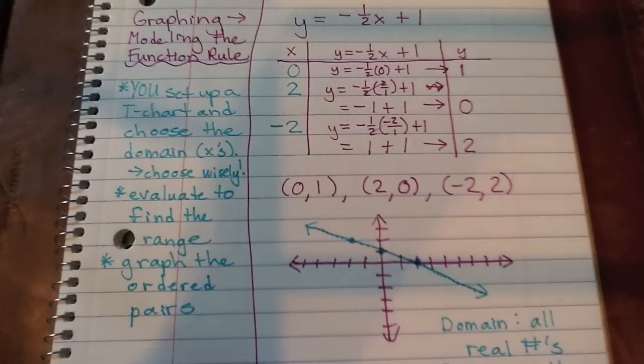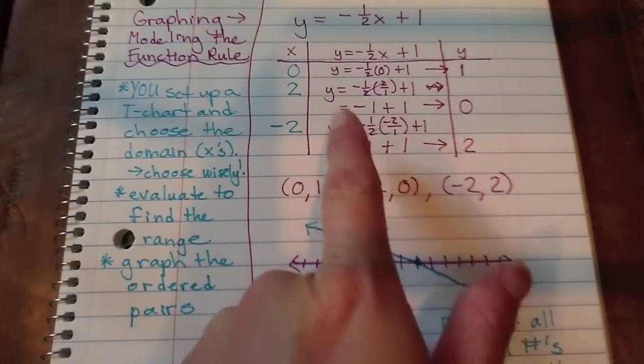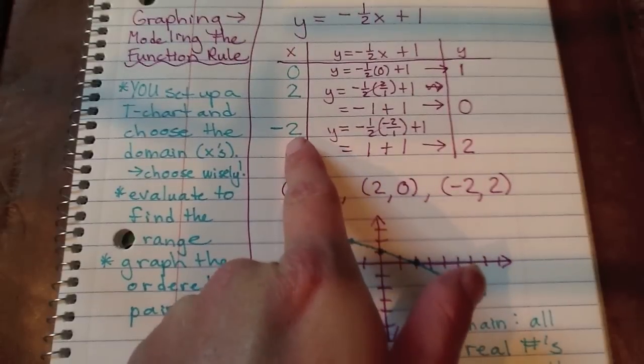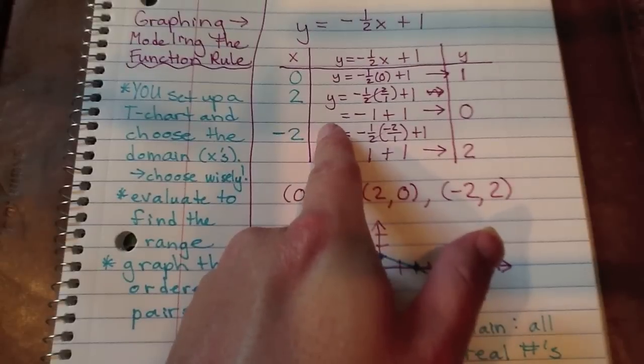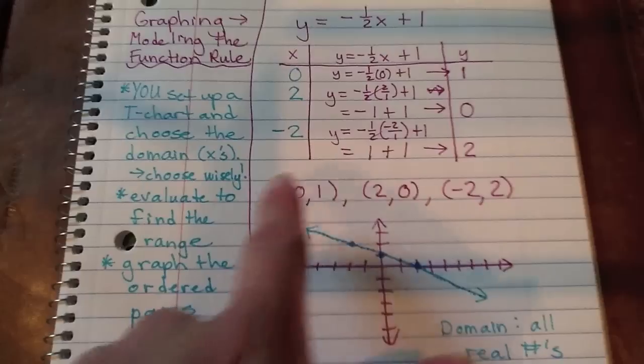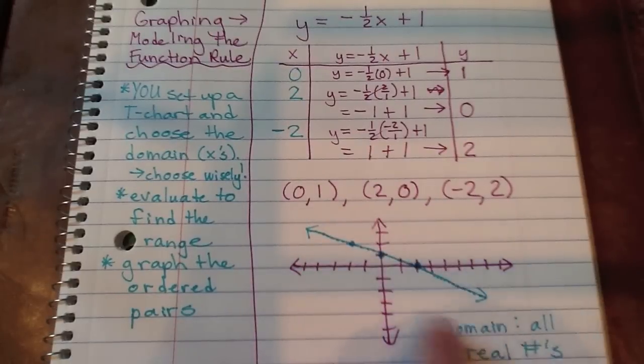Go ahead and add this to the left side of your notes, and then when you're ready, hit play again. It's just talking about what we talked about right here. You're setting up your t-chart, you're choosing your domains, choose wisely like we did here, and then evaluate to find your range, your y's, and then you graph them, and that's it.